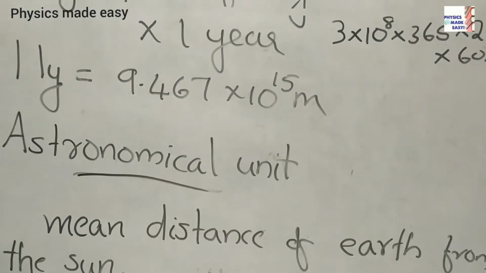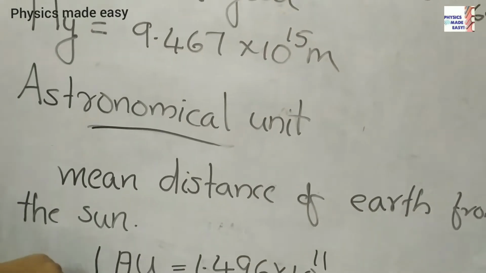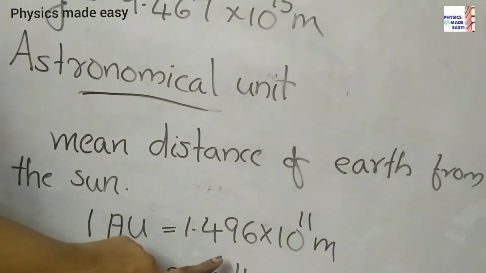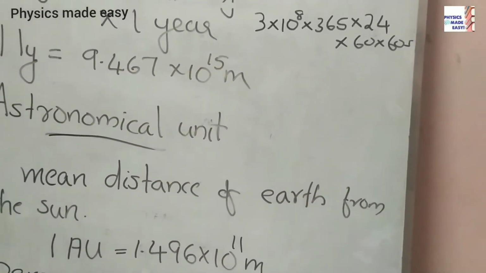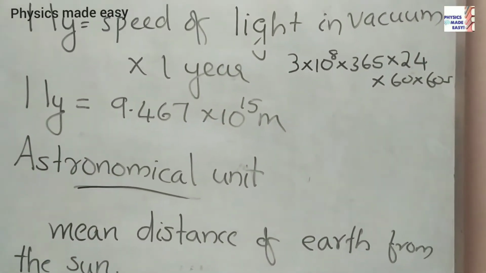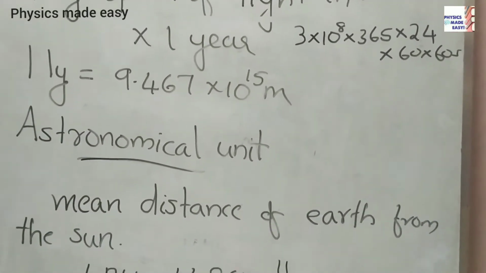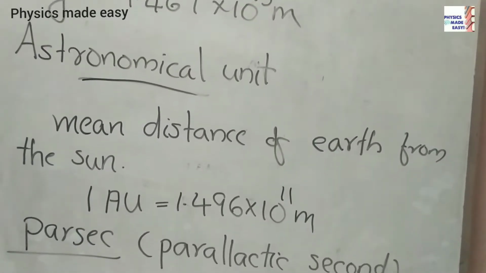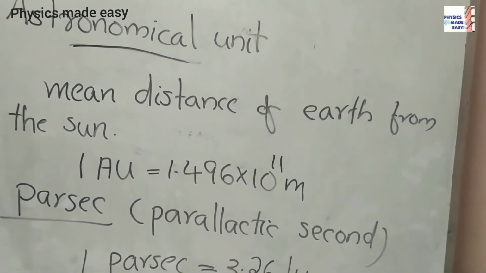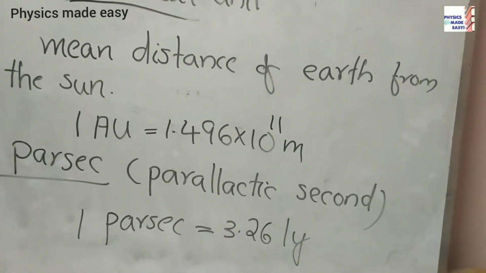Another unit is astronomical unit. It is represented as 1 AU, that is equal to 1.496 into 10 raised to 11 meter. That is the mean distance of Earth from the Sun. Another unit used in astronomy is parsec. Parsec means parallactic second, that is equal to 3.26 light year.